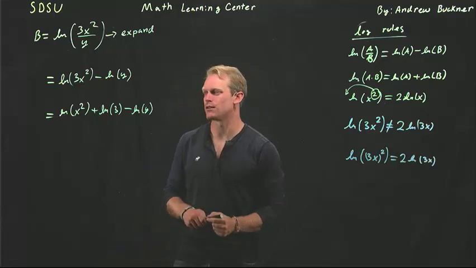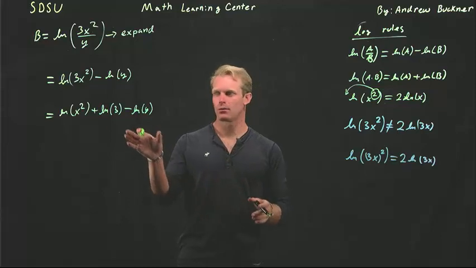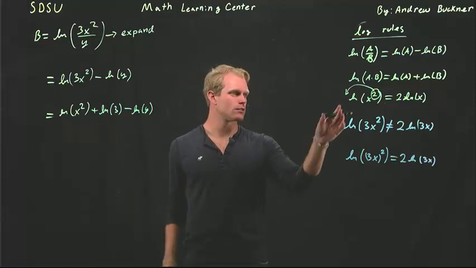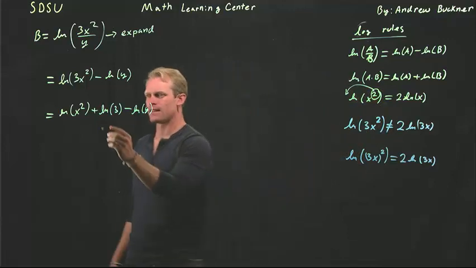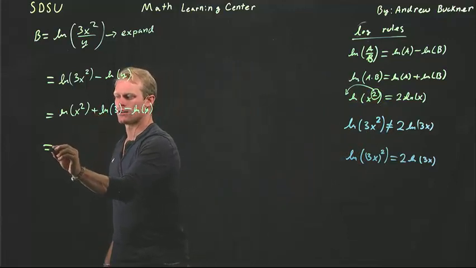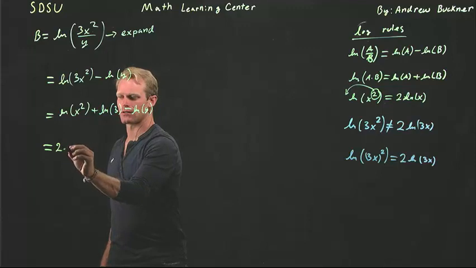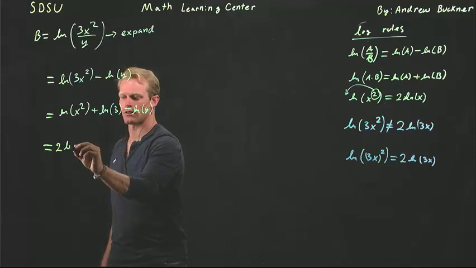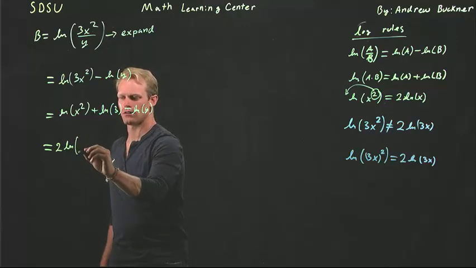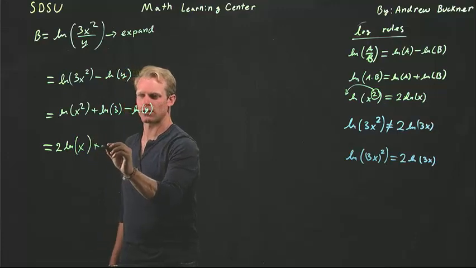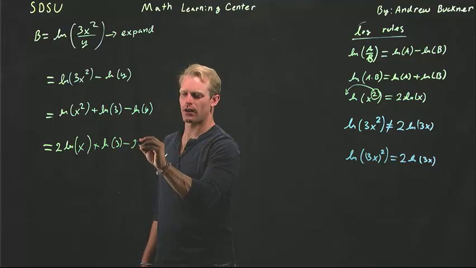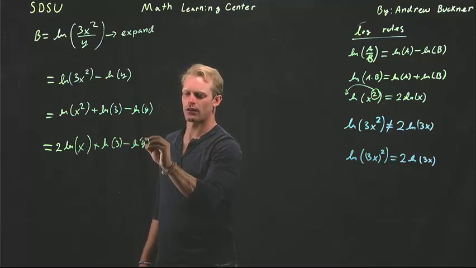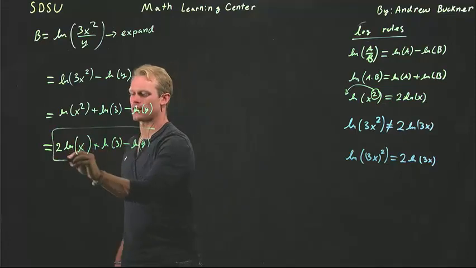You're very welcome. So now after that, what we're going to do is use the third law where we bring the 2 out in front of the exponent here. So now we're going to have 2 multiplied by the natural log of x plus the natural log of 3, all subtracted by the natural log of y. And this is our final answer.